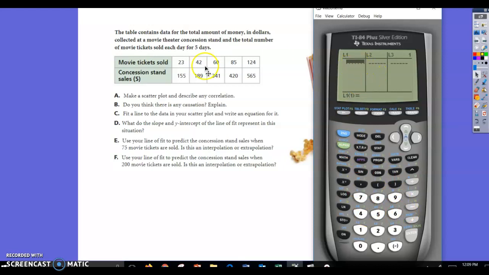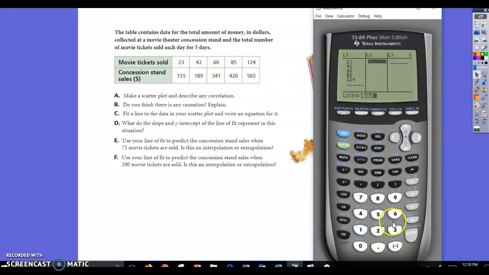But if your table is empty, then you simply enter your X's in L1, so 23, 42, 60, 85, and 124. So it doesn't matter if our table goes sideways or if it goes up and down. We do know that movie tickets sold, this is our independent variable. So however many tickets sold, that will determine how much concession stands are sold. So then arrow over and our Y's, or our concession stand sales, goes in L2.